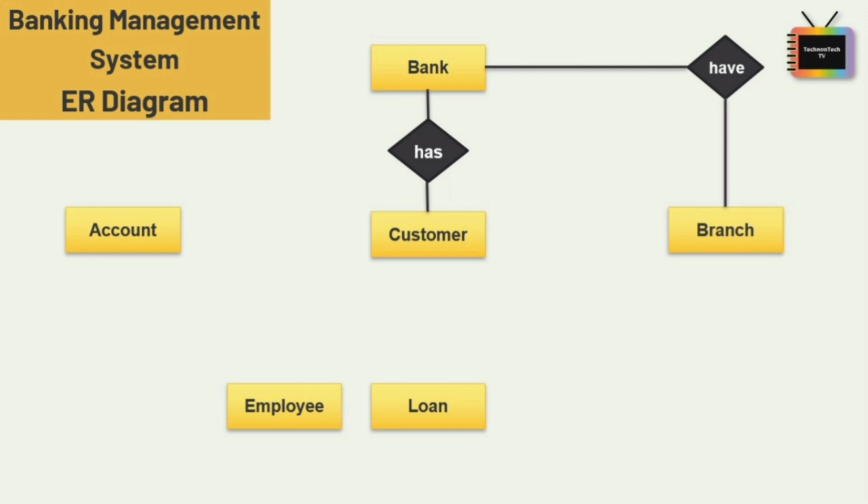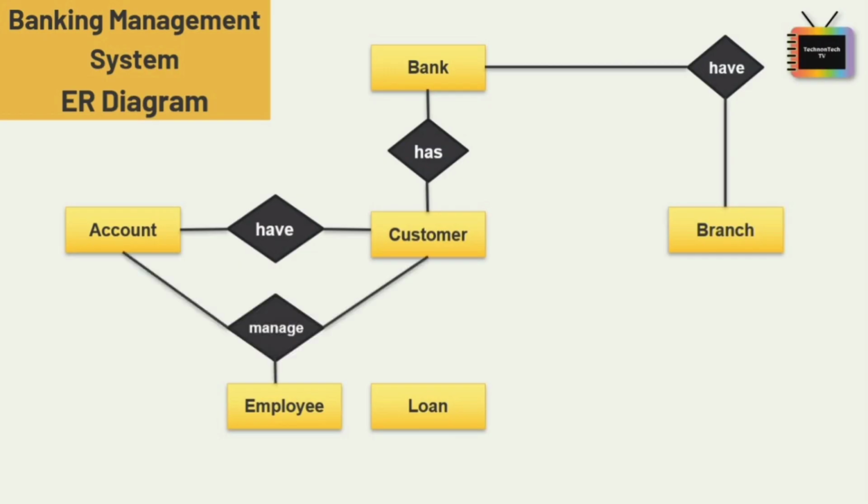Now next, let's see a relationship between customer and account. So customers can have one or more accounts, so I am adding relation have between customer and account. And employee manage accounts as well as customer, so I am adding relation manage between employee, customer and account. Next, let's see the relationship between customer and loan. So customers can avail loans, so I am adding avail relationship between customer and loan.